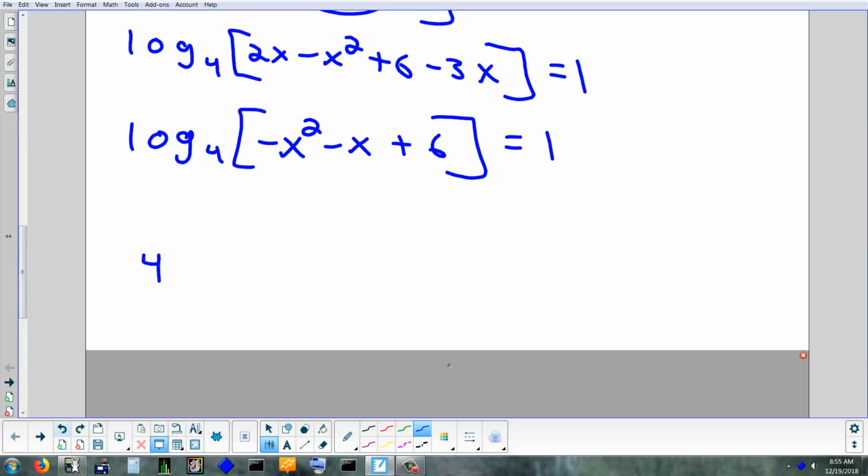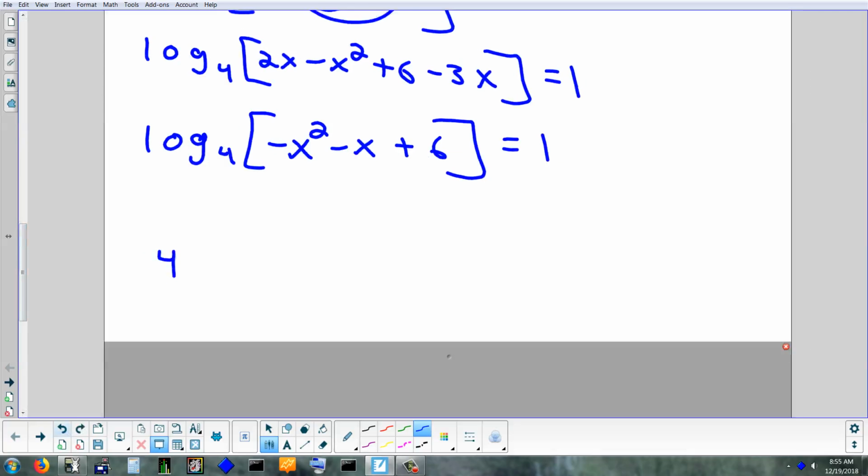1. Logarithms equal exponents. Okay, logarithm always equals the exponent. And then what ends up by itself on the other side? The argument, all the stuff in the brackets is your argument. Negative x squared minus x plus 6. Now from here, that's an algebra 1 equation. It's just a quadratic, and you can either use quadratic formula or you can factor it.